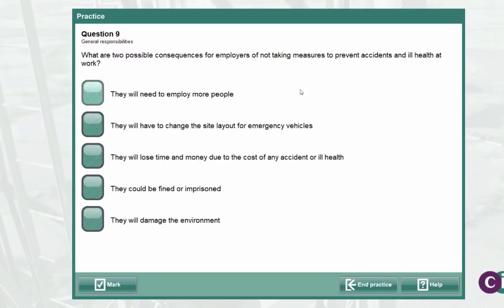What are 2 possible consequences for employers of not taking measures to prevent accidents and ill health at work? They will need to employ more people. They will have to change the site layout for emergency vehicles. They will lose time and money due to the cost of any accident or ill health. They could be fined or imprisoned. They will damage the environment.